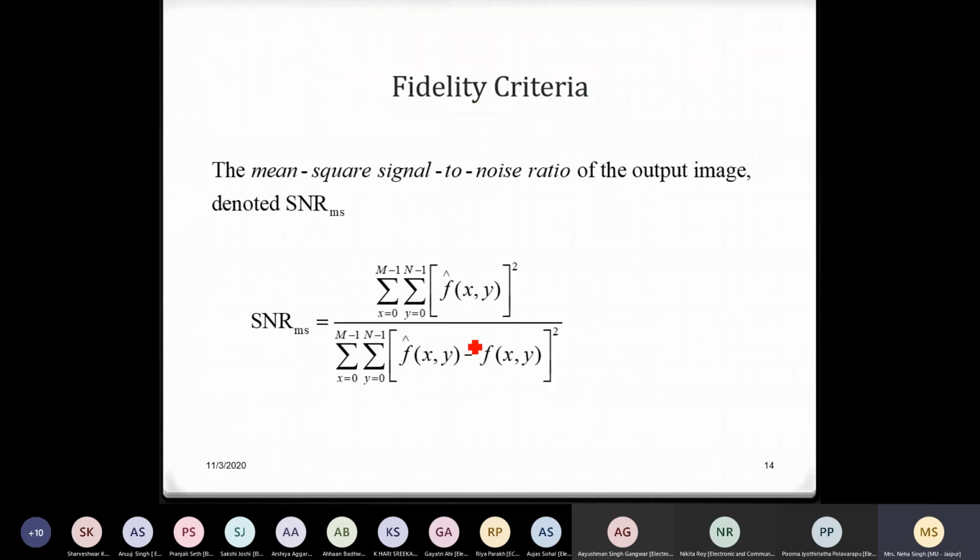The other fidelity criteria is signal to noise ratio, and a similar criteria is peak signal to noise ratio. Signal to noise ratio means each value of the decompressed pixel is considered. Whereas if I use PSNR as my measure, then this F cap will always be represented with the maximum value. Right, that is the only difference. The rest remains the same. This is the strength of the signal. This is the error for which the mean is taken. So this is signal to noise ratio. PSNR will replace this F cap with the maximum value.